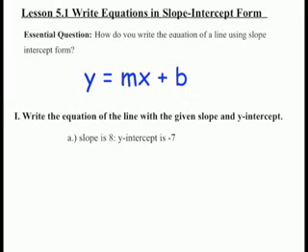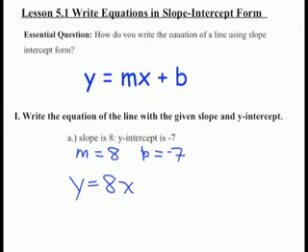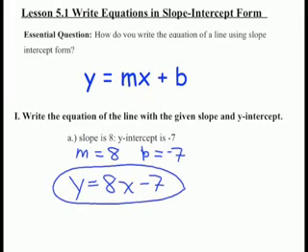So the first part here, we have to write the equation of a line with the given slope and y-intercept. So for A, the slope is 8 and the y-intercept is -7. So we take the 8, substitute that in for m, the -7 in for b, y equals 8x minus 7. There's the equation of our line in slope-intercept form.